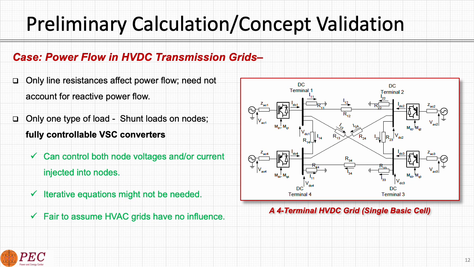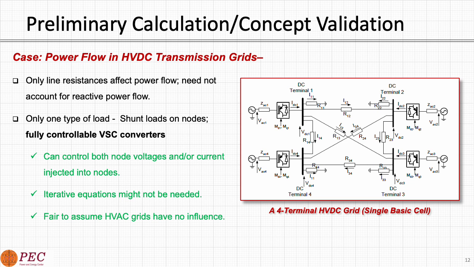Additionally, HVDC transmission grids have only one type of load, which is shunt loads on nodes as shown in the diagram of a 4-terminal HVDC grid. And these loads are fully controllable VSC converters. And now that allows us to control both the node voltages, or the node voltage at one node, and or the current injected into all the other nodes.